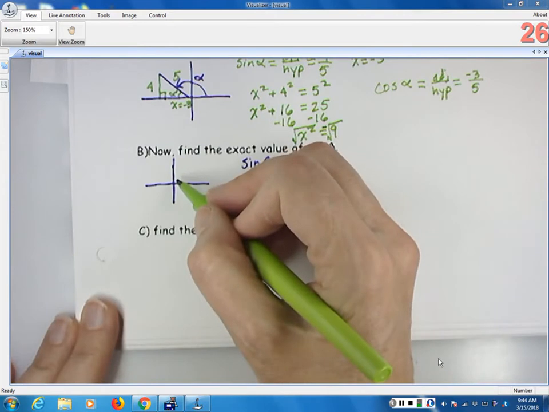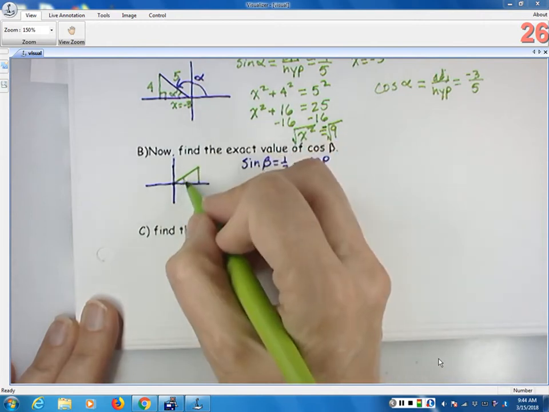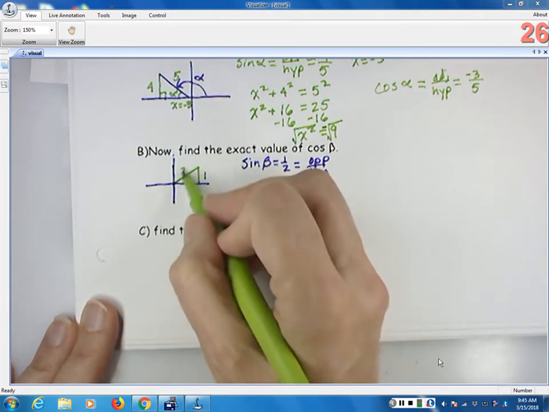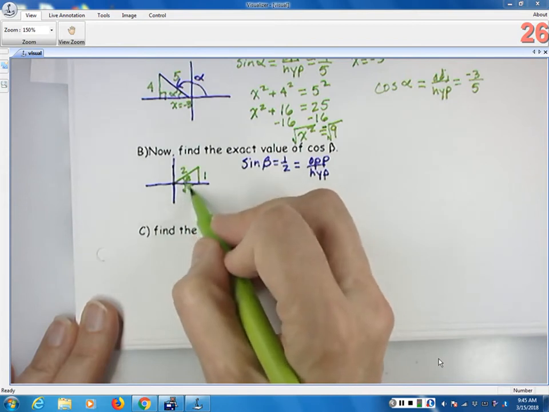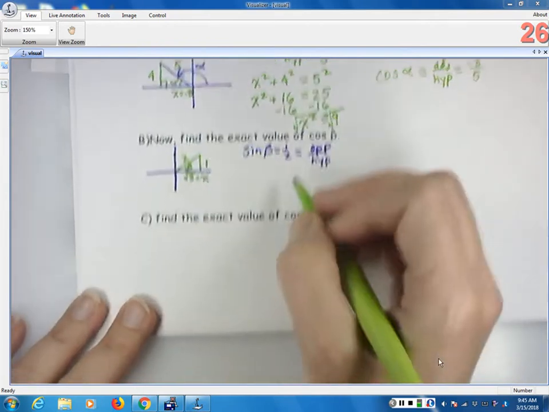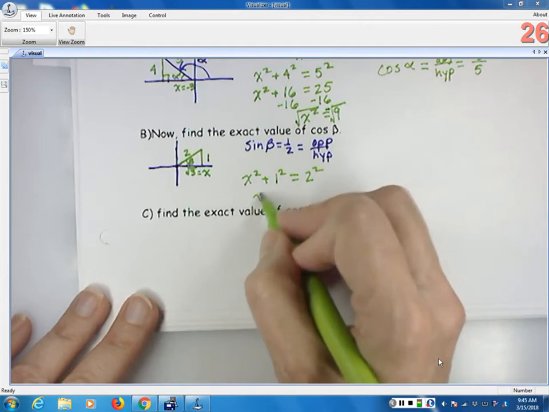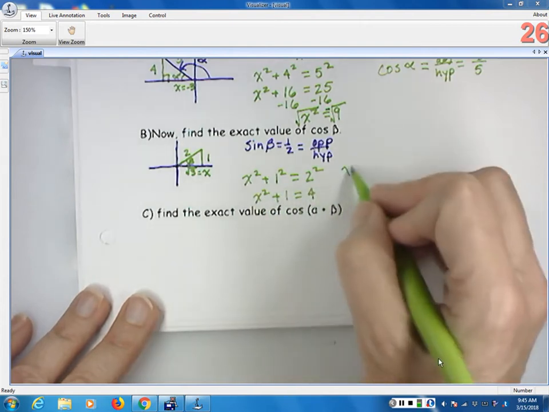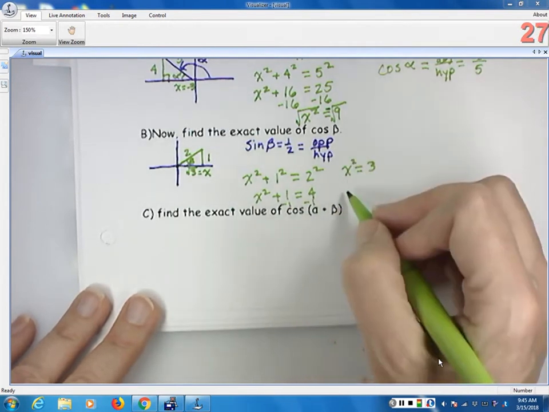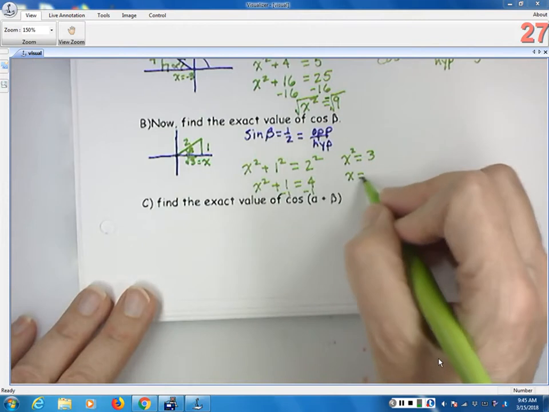So we'll draw that. Here's our beta, and this is opposite over hypotenuse. And this is going to be square root of 3. Or you can find it. You can let x be that side. X squared plus 1 squared equals 2 squared. X squared plus 1 equals 4. Subtract the 1. X squared equals 3. And the square root, and it's going to be positive because it's in the first quadrant, so x equals square root of 3.